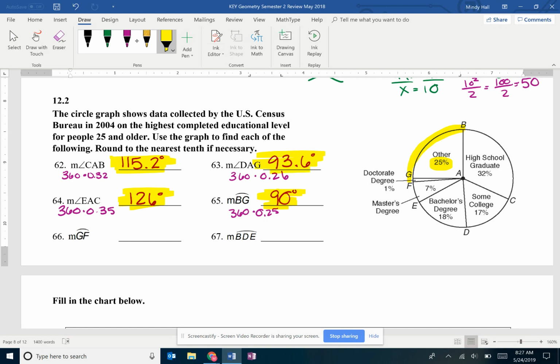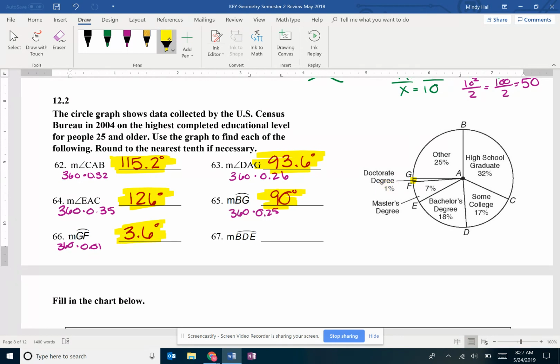For GF, that's G to F. It's literally just the doctoral slice, so that's 1%. So that is 360 times 0.01, which my mental math is telling me it's 3.6, but I just don't trust myself sometimes. So that'd be 3.6 degrees.